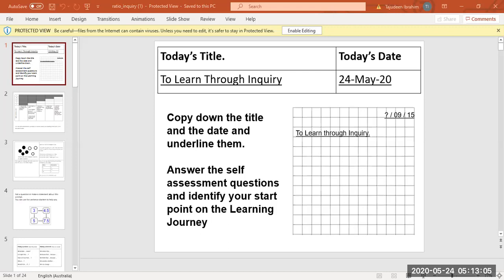All right, so I want you to copy down the title and the date and underline them, and you're going to answer the self-assessment questions and identify your start point on the learning journey. Are you ready to go on this journey with me? Fantastic. Well done. Right, so you're going to use the self-assessment questions to decide what your starting point, SP, is for this unit of work.